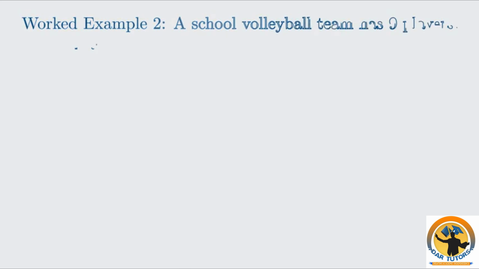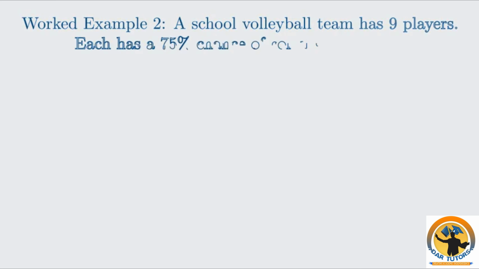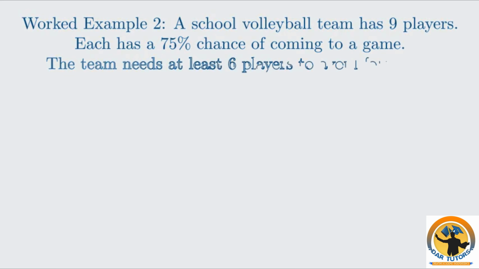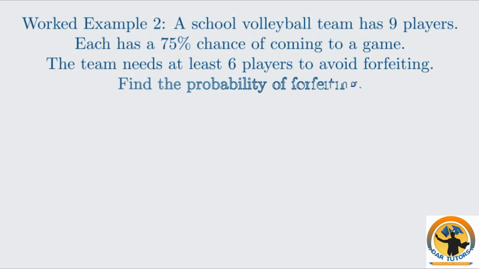Let's tackle a more complex problem involving the concept of at-least probabilities. Example 2. A school volleyball team has 9 players. Each player has a 75% chance of coming to any given game, independently. The team needs at least 6 players to avoid forfeiting the game. Find the probability that the team will have to forfeit a randomly chosen game.